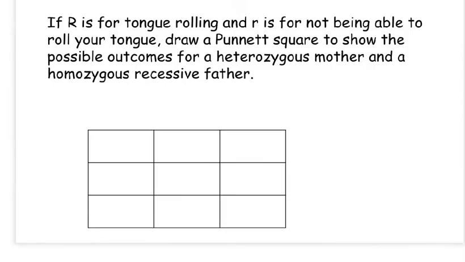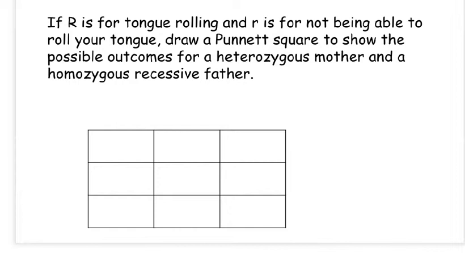Right, let's have a look how we draw a Punnett square for inherited characteristics then. If capital R is for tongue rolling, and lowercase r is for not being able to roll your tongue, draw a Punnett square to show the possible outcomes for a heterozygous mother and a homozygous recessive father.